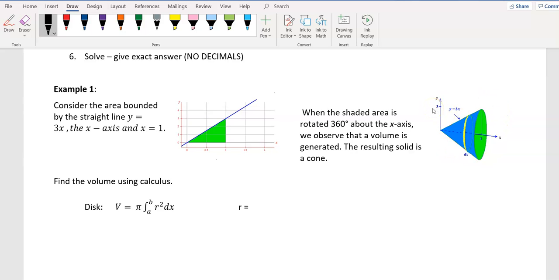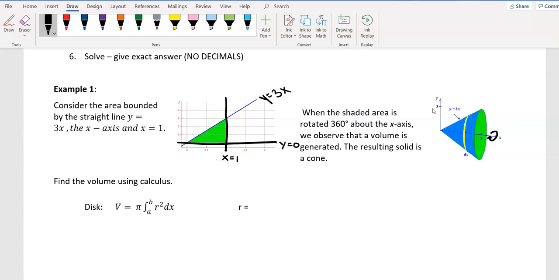So what I'm going to do is label our lines as y equals 3x, the axis, which is the line y equals 0, and then of course our vertical line x equals 1. So our vertical line, I'm going to highlight that by drawing that, and then of course our axis. Okay, so there's our general picture or our general graph, and we rotated this graph around the x-axis, so it's kind of rotating around there, and it created this cone.